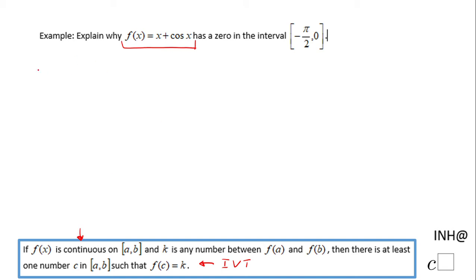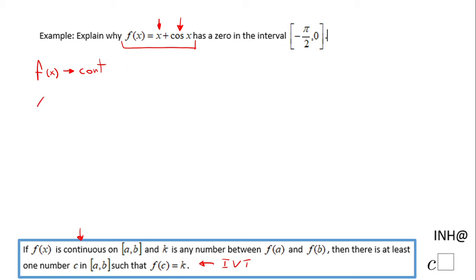So that's the first thing I'm going to look at for this function, f of x. Is this function continuous? And the answer is yes. The function is continuous because we have a sum of two continuous functions, x and cosine of x. Both of them are continuous functions, and therefore the sum of these two functions should be a continuous function. That is a property of continuity. So now we know the function is continuous.